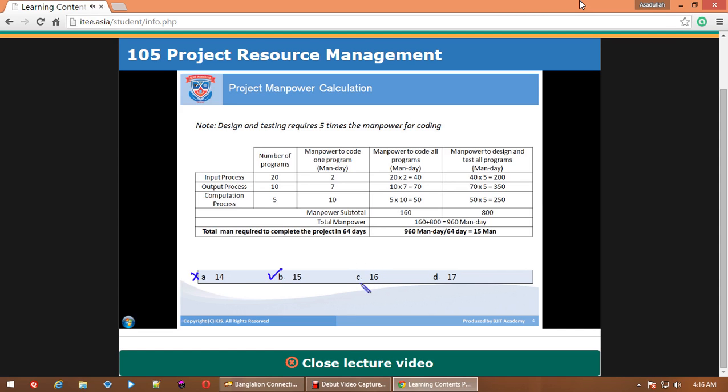Now if you look at C, 16 man can also do it in 64 days, but it is not the minimum number of men, so it is also incorrect. And 17, same reason, it is also not correct. So the correct answer is B, 15.